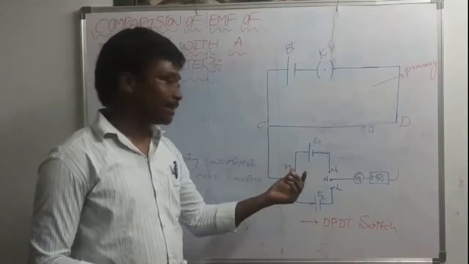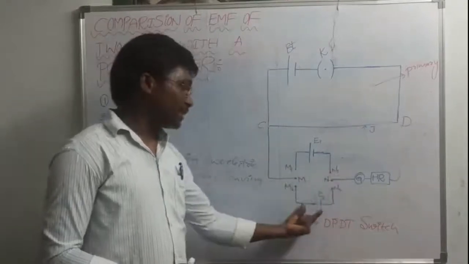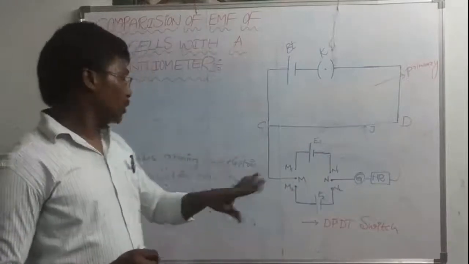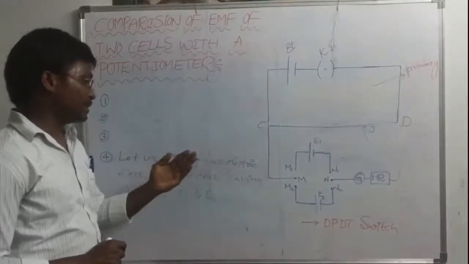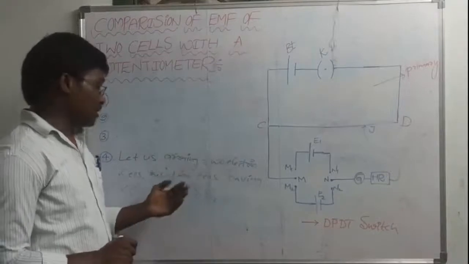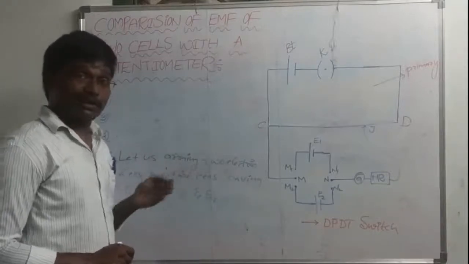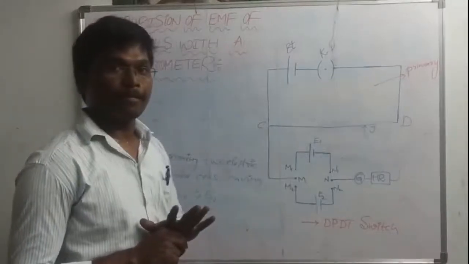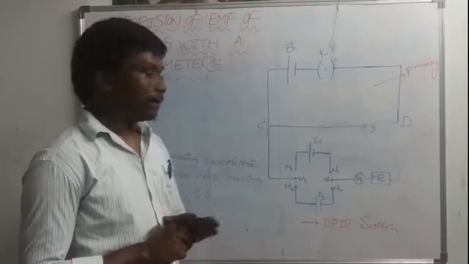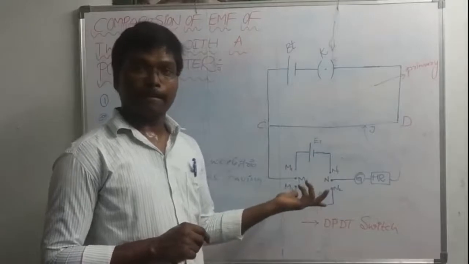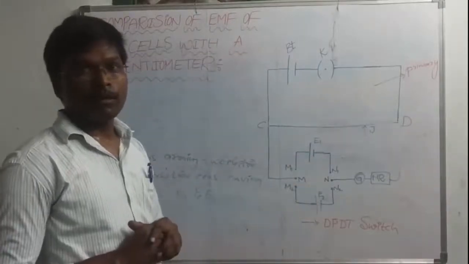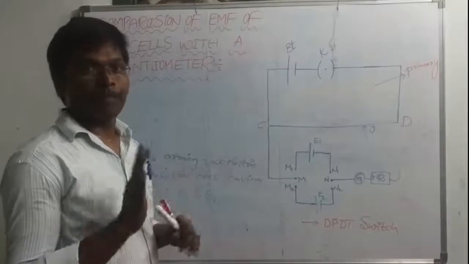What are the ends? M1, N1. This cell ends M2, N2. Don't get confused here. You can note this down. Let us arrange two electric cells. These two electric cells have EMFs E1 and E2. These two cells are connected with a DPDT switch. That's it. And the final one.